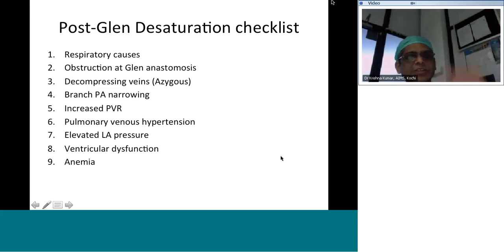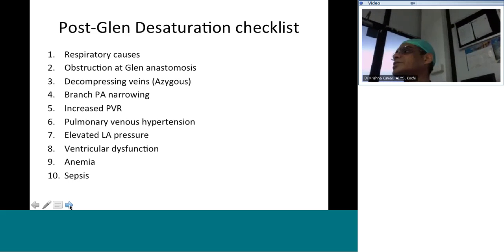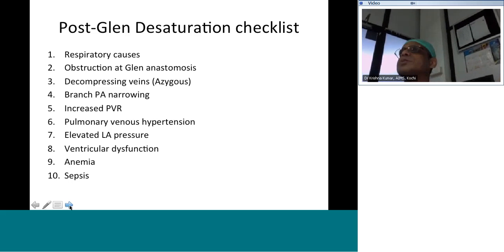So, sepsis to complete the list. Okay, so you have a long checklist of causes early after Glen desaturation. If it is late, you could think of pulmonary AV malformations also. But early post-op, you don't think of pulmonary AV malformations. You think of these 10 causes.